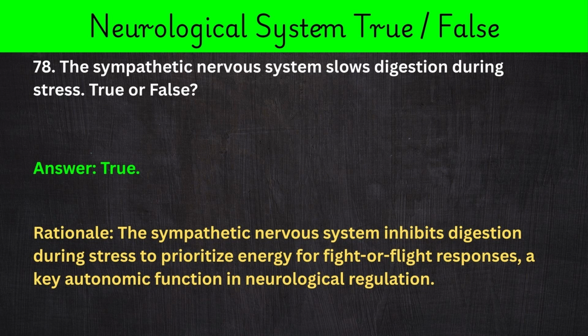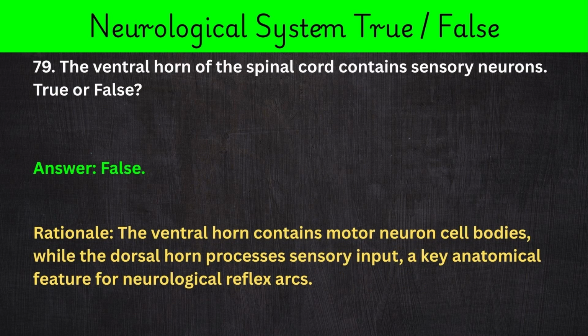Rationale: the sympathetic nervous system inhibits digestion during stress to prioritize energy for fight or flight responses, a key autonomic function in neurological regulation. 79. The ventral horn of the spinal cord contains sensory neurons. True or false? Answer: false.